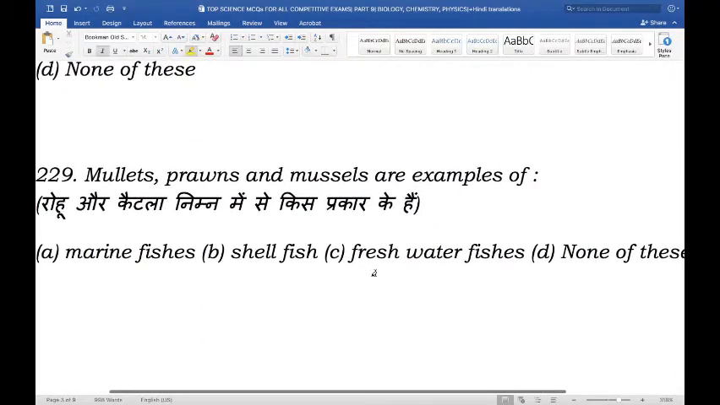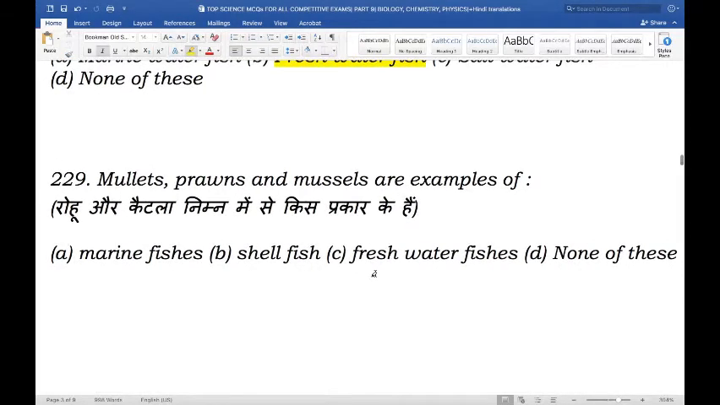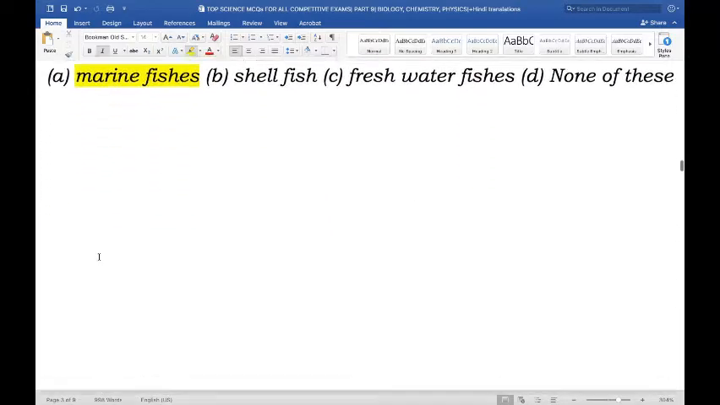Mullets, prawns, and mussels are examples of. Is it A, marine fishes, B, shellfish, C, freshwater fishes, or D, none of these? So mullets, prawns, and mussels are examples of marine fishes. Mullets are species of finned fish that are found in tropical marine water, along with prawns and mussels.